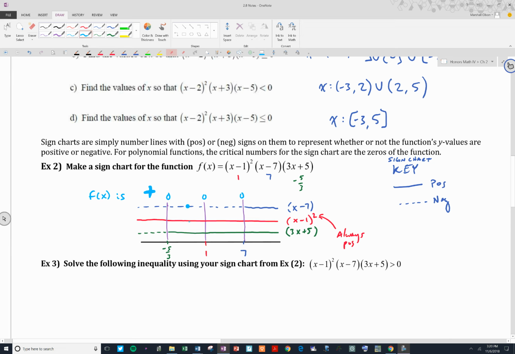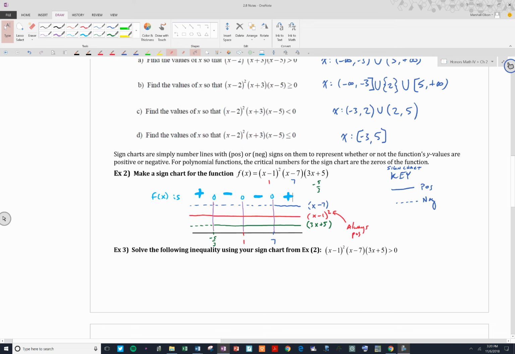Here we have a negative, a positive, and a positive. If I multiply those 3 things together, I'm going to get a negative. A negative times a positive again, that's negative. And then the last one, 3 positives being multiplied together is a positive.